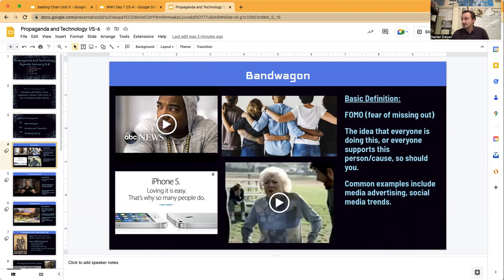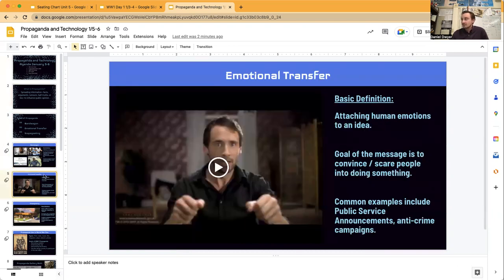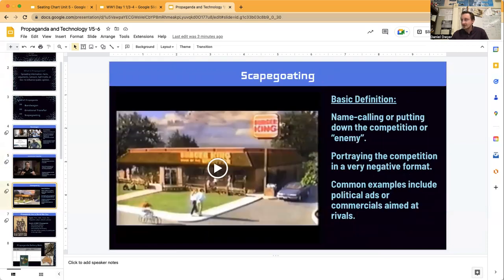And then in class, we are going to look at some advertisements, some commercials that were used that kind of show you or illustrate what bandwagon propaganda is. Then we're going to move on to emotional transfer. Again, the basic definition will be here, and then you can watch the video. The link should still work, and it is another YouTube video about emotional transfer, how it's used in advertising. And lastly, we're going to look at the third type, scapegoating. So again, the definition there and the commercial that kind of illustrates what scapegoating is.